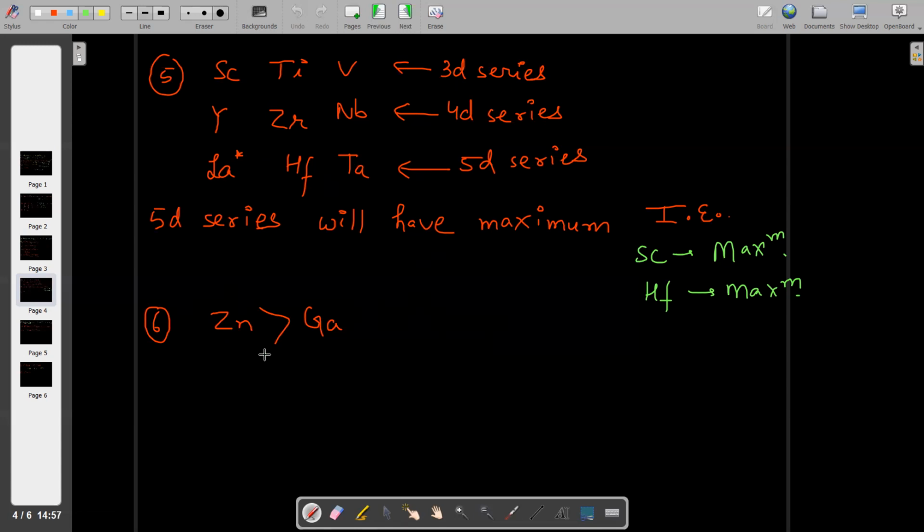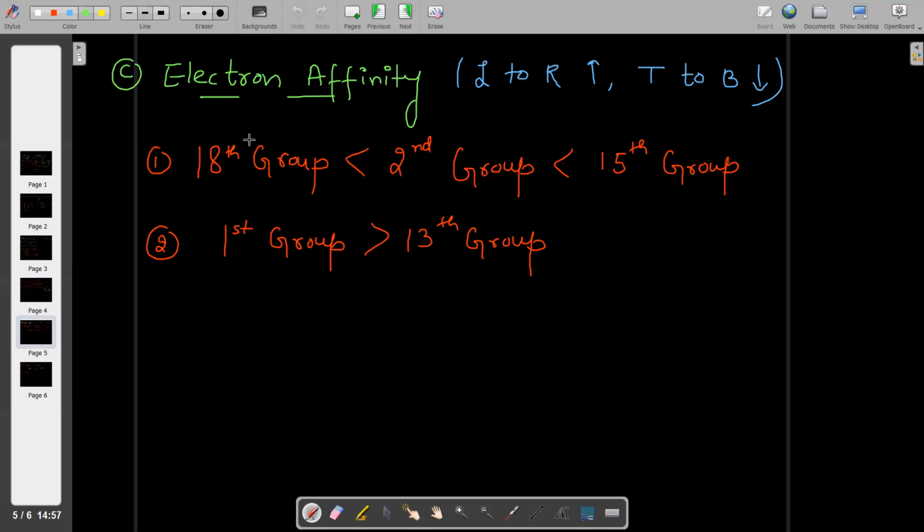Next is zinc and gallium. You expect that from left to right it must increase, so gallium must have more ionization energy, but in reality zinc will have more ionization energy than gallium. Next is electron affinity. The general trend is that from left to right it increases, while from top to bottom it decreases. You must know that wherever you see a group 18 element, its electron affinity will be minimum. Then comes group 2. Then comes group 15. Then you start applying the general trend that from left to right it increases.